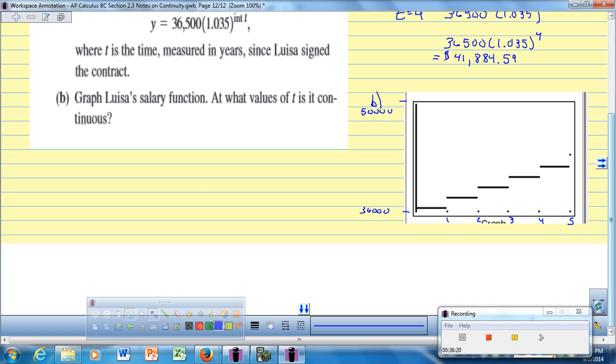So at what values of t is it continuous? So our function y is continuous at all real numbers greater than 0 that are not integers.